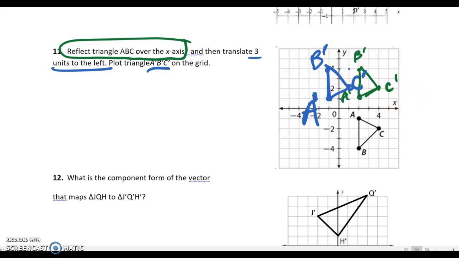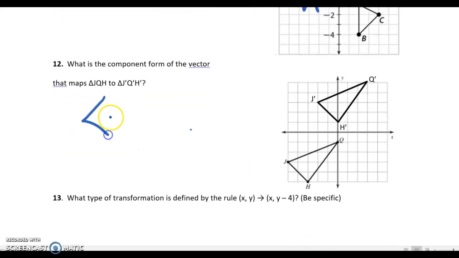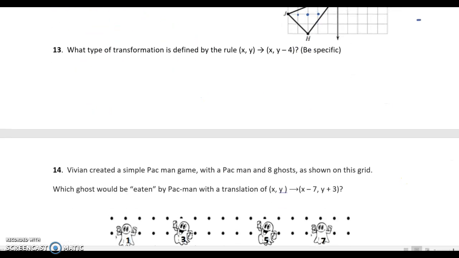Number 12 is asking for the vector form of this translation. Remember, vector, sideways V's. How much did he move from J to J prime? Any point, really. I'm just picking J. It goes to the right 1, 2, 3. And then it goes up 1, 2, 3, 4, 5, 6, up 6. Positive because it went to the right and positive because it went up.